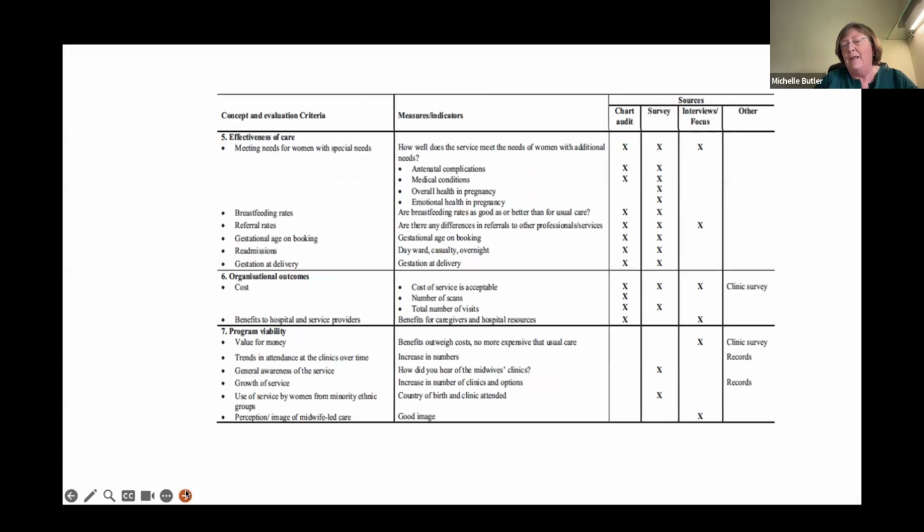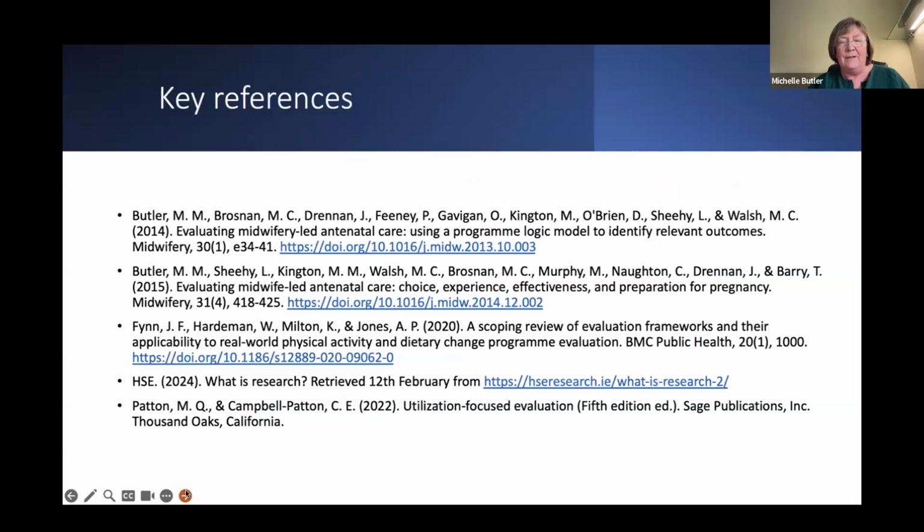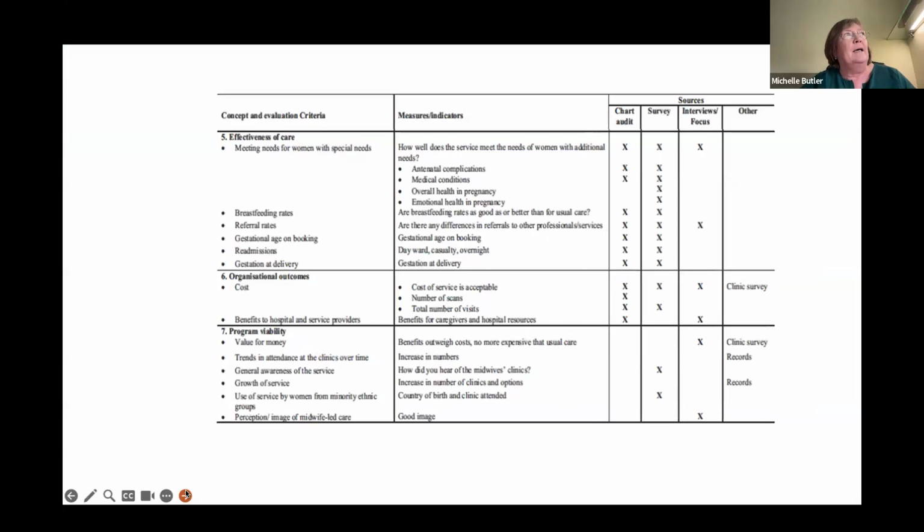So we had a sample from the midwife-led antenatal care service, but we also had a sample from usual care. So the references are here. This was quite a big evaluation. Your evaluation doesn't have to be this big, but we wanted it to be quite thorough. And based on all of these sources, we were able to conduct the evaluation.